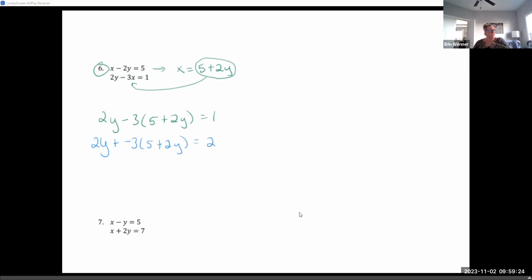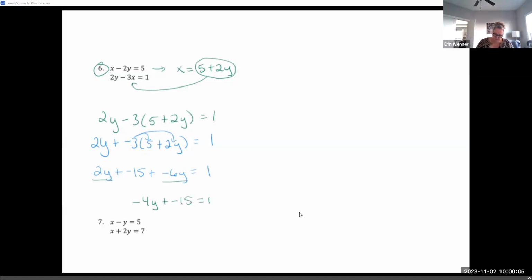Because we need to make sure that both terms, they change signs, right? So distributing that negative 3 through, we're going to have negative 3 times 5, giving us negative 15, and negative 3 times 2y, giving us negative 6y. We now can combine our like terms, right? I've got 2y and negative 6y. And combining those, I end up with negative 4y plus negative 15 equals 1.